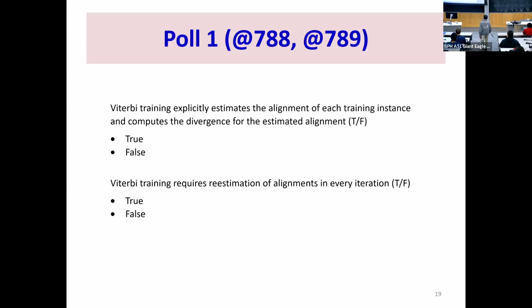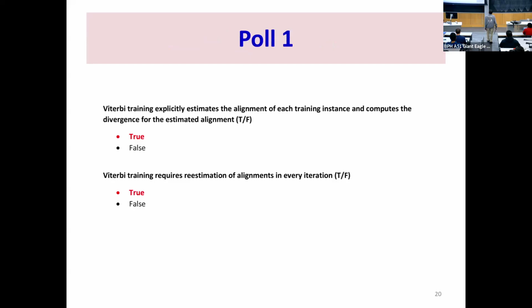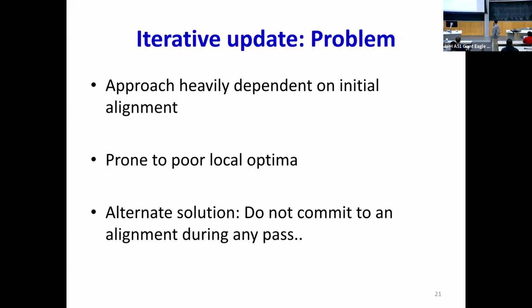True. So Viterbi training explicitly estimates the alignment of each training instance and computes the divergence for the estimated alignment. And so it requires re-estimation of the alignments in each iteration. And we saw that this can be problematic, because it's heavily dependent on the initial alignment that you provide. If the initial alignment you provide is poor, then it's going to give you poor local optima, which means that the models that you learn are not going to be very good.